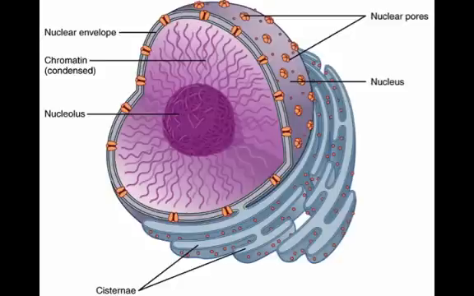The nucleus is the largest organelle and is the cell's control center. It has a membrane that is called the nuclear envelope that is a double membrane surrounding the nucleus.